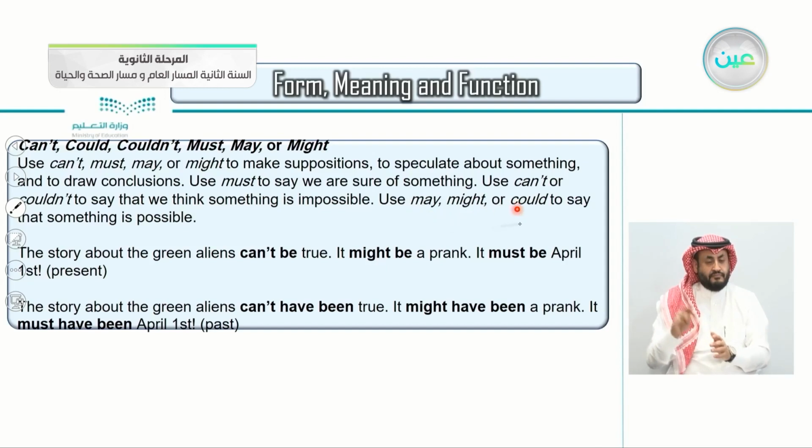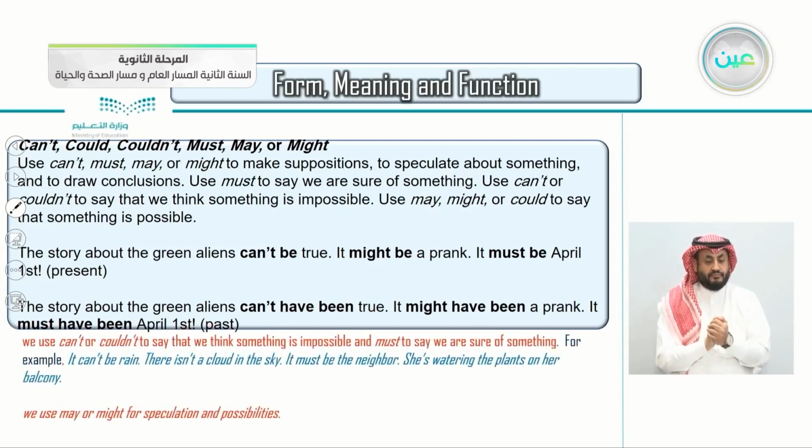We use may or might or could to say something is possible. And notice here the difference between the present and the past. When we say the story about the green aliens can't be true, it might be a prank. We're not sure. It must be April 1st because, of course, of April Fools. So this is the present. When we turn into the past, what do we say? The story about the green aliens can't have been true. Here we said can't be, here we say can't have been true. It might have been a prank. It must have been April 1st. So this is the present, and this here is the past.